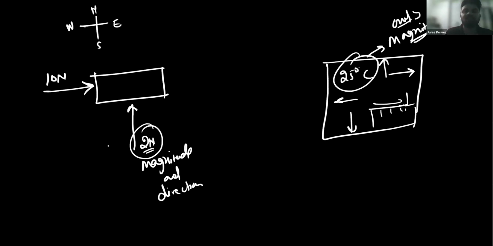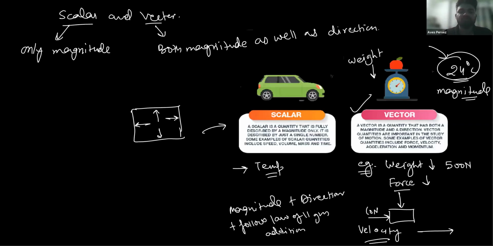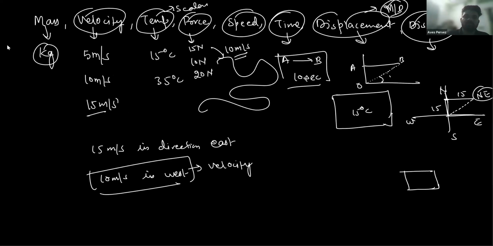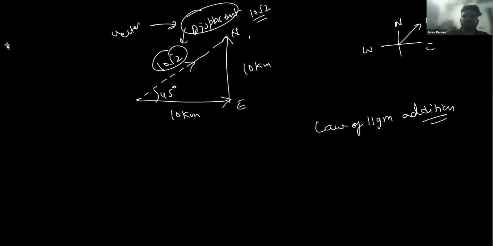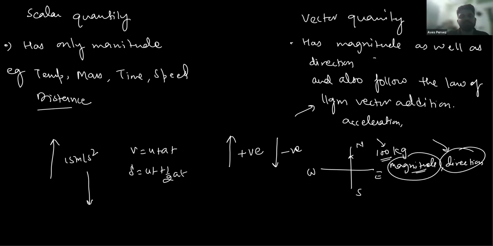So I will say here that a scalar quantity is a quantity which is fully described by a magnitude only. It is described as just a single number. Scalar quantity examples include speed, volume, mass, time. Or you can write a definition here also. Scalar quantities have magnitude and vector quantities have magnitude as well as direction. Note it down: definition of scalar and vector quantity.